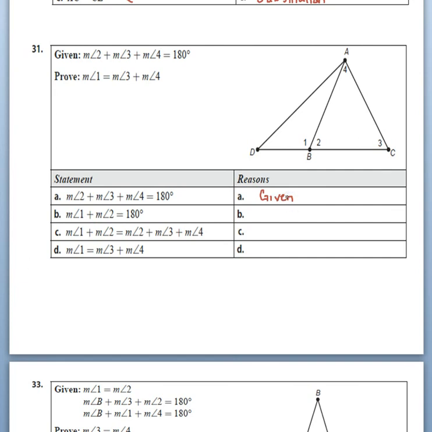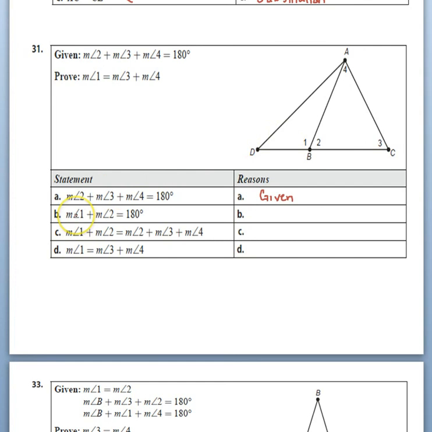Okay, statement B. Oh, let's look at the proof. What are we trying to prove? We're trying to prove that the measure of angle 1, right here, is equal to the same thing as adding angle 3 and angle 4. So whatever angle 3 and angle 4 are, if you add those together, it should equal angle 1. So if angle 3 is 20 degrees and angle 4 is 30 degrees, and you add those up, you get 50 degrees. Well, that's what angle 1 would be, 50 degrees. That's what we're trying to prove is true.